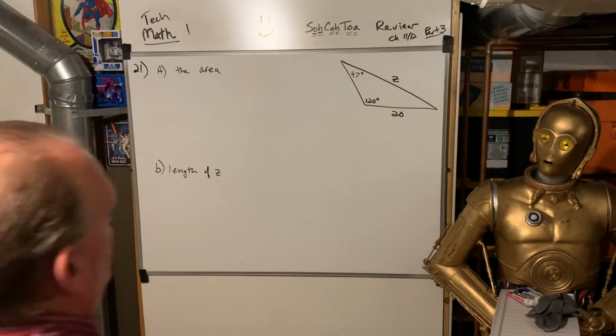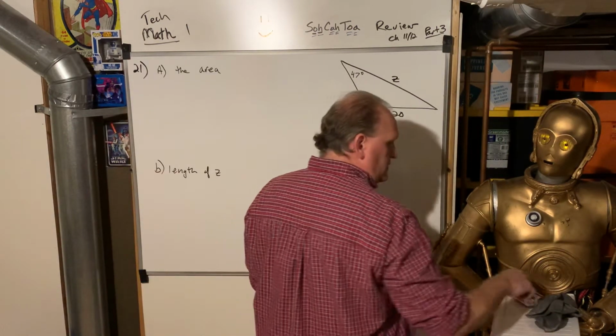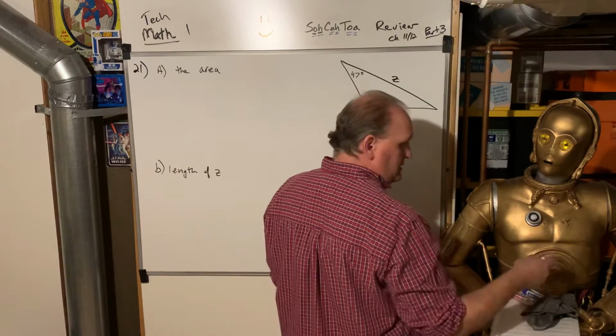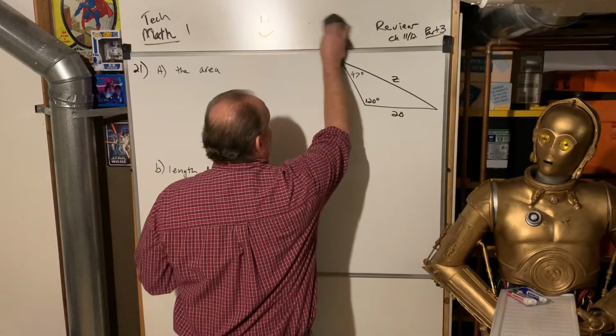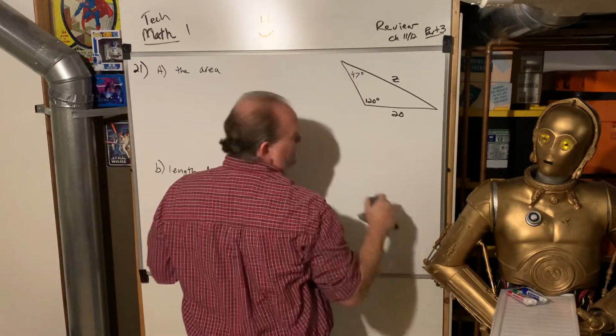This is Techmath1. We're looking at the review for chapter 11 and 12, and this is part 3. So we're going on to the last 2 pages of the review.